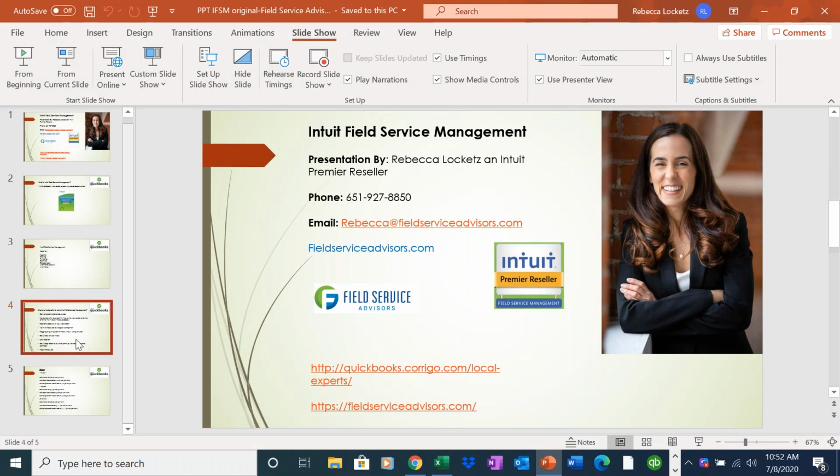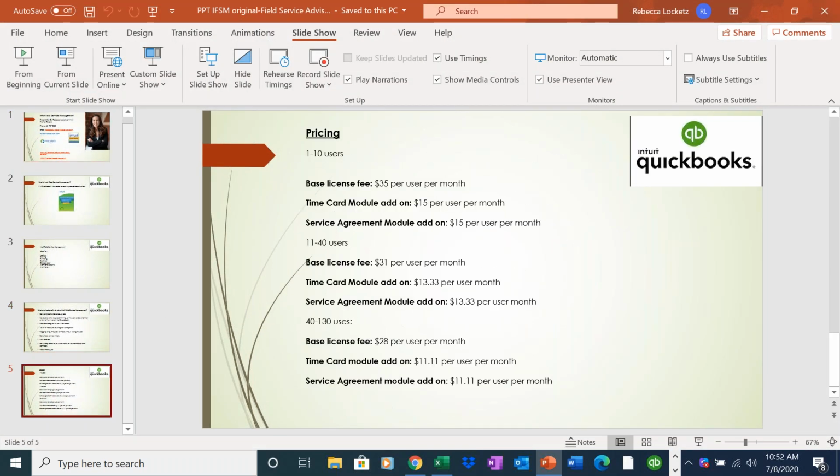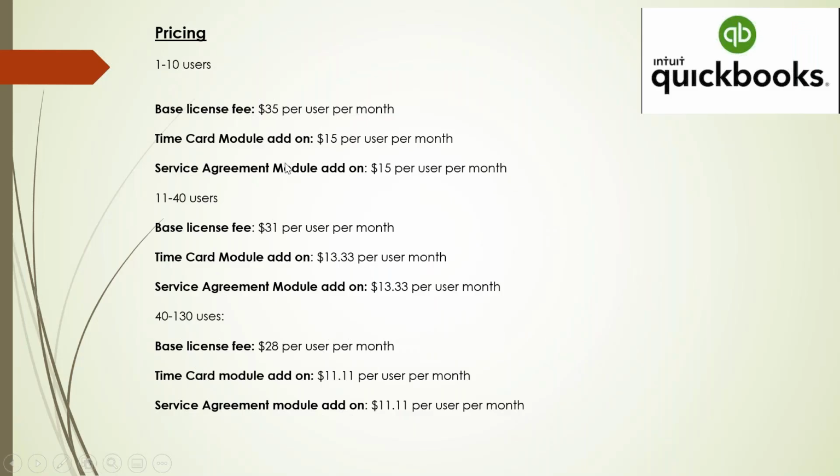I said I was going to bring up the pricing here. Here it is. So it does go down. Oh, sorry, it's $15 if it's between 1 and 10 users, and then the additional modules go down to $13.33 per user. You do have to have the base licenses match the add-on modules. So I couldn't say that, hey, I wanted 2 time card licenses and 5 base licenses. You would have to have 5 and 5.